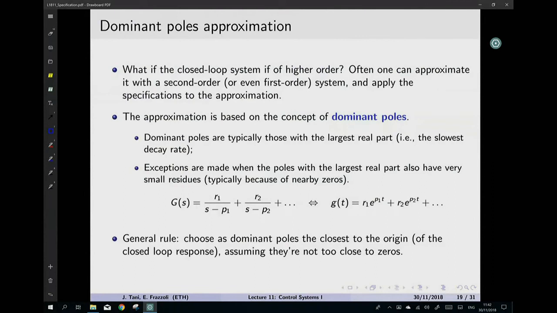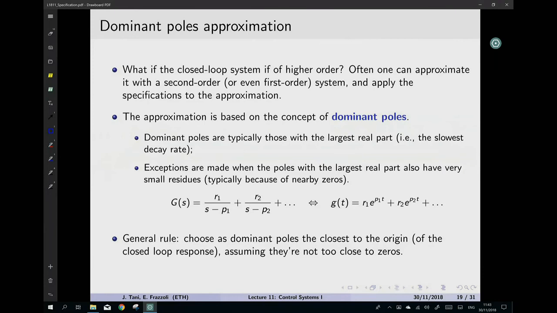But there is no guarantee that a system will always have only two poles, right? So what we do is we make this dominant pole approximation. It is customary to say that, at least as far as the time domain specifications are concerned, let's just give the specification as if it were a second-order system. And what we do is we look at this dominant pole approximation.